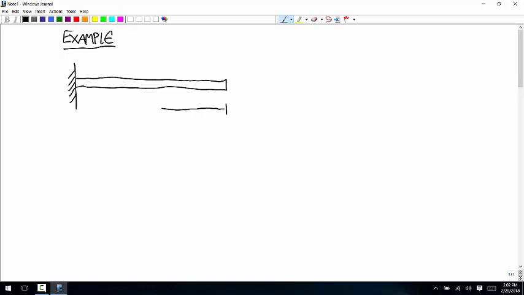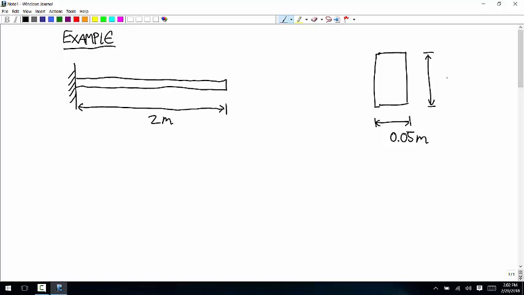and it's 2 meters long. And the cross section is 5 centimeters across and 10 centimeters up. And we'll use the coordinate system we always use for beams. X-axis this way, y-axis this way.